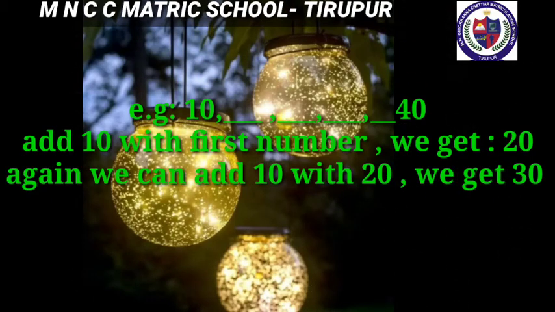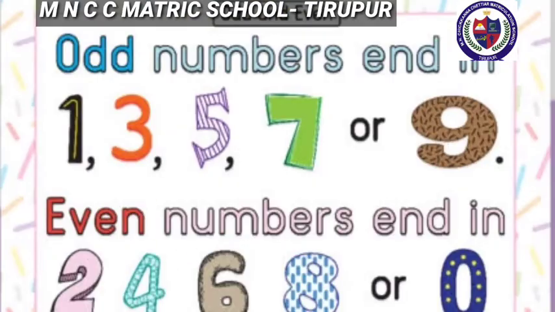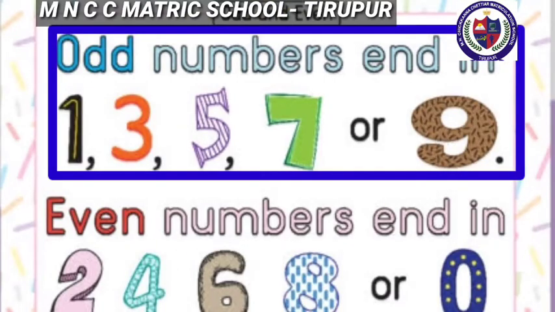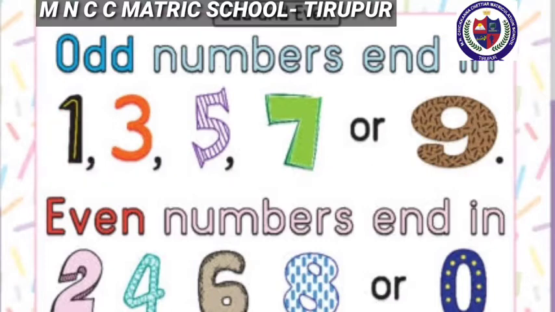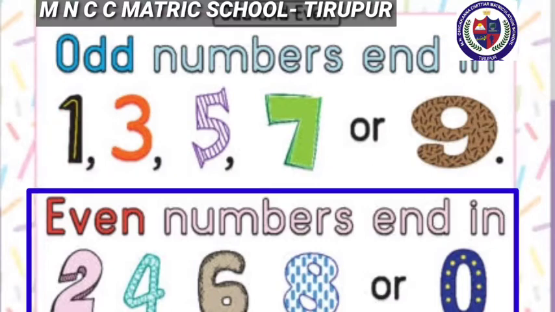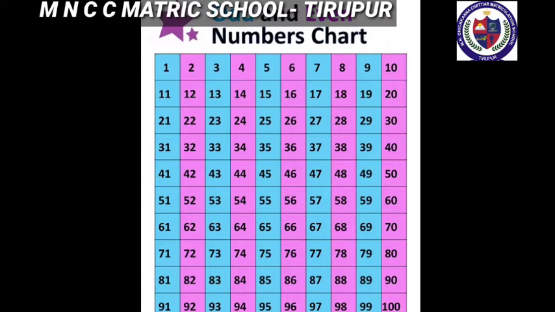Next topic is odd and even number. An odd number ends with 1, 3, 5, 7 and 9. And an even number ends with 2, 4, 6, 8 and 0. See the number chart. Here odd numbers are colored in blue and even numbers are colored in pink. For example, 21, 23, 25, 27 and 29 are odd numbers. It ends with 1, 3, 5, 7 and 9.